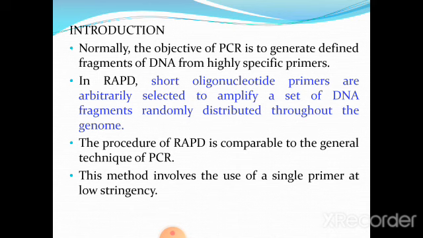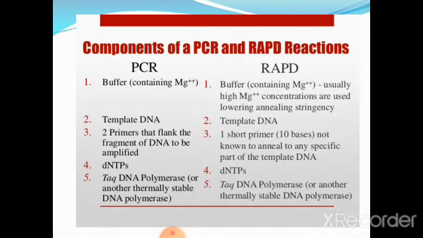Okay, let's see what exactly happens. Now, I told you the process is almost similar to PCR, but what are the differences or comparisons? This slide will tell you the components of a PCR reaction and the components of an RAPD reaction. See, in both the cases, the buffer contains magnesium ions. But in RAPD, normally you give higher concentrations of magnesium ions. Why?